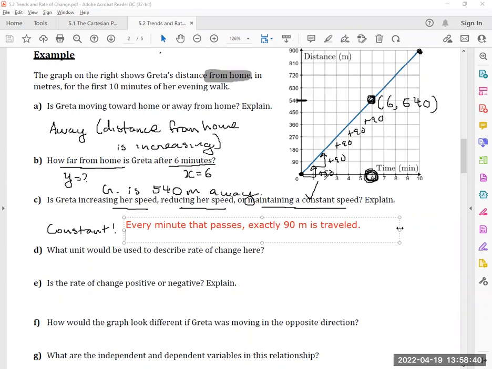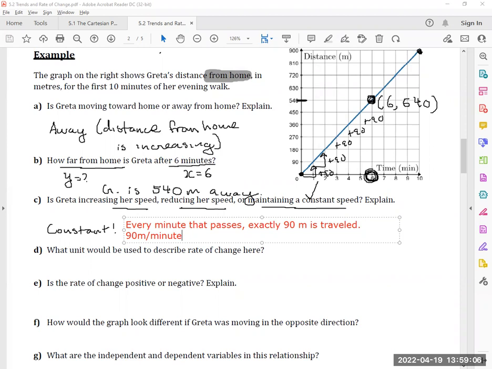Shameless plug. If I asked you for the unit rate for the speed, what would you say? Yeah. Every minute, right? So it's 90 meters per minute. 90 over 1. It's all coming together, right? Do you see why I was being all annoying with you since February? It's all coming together. Okay, we're getting there.